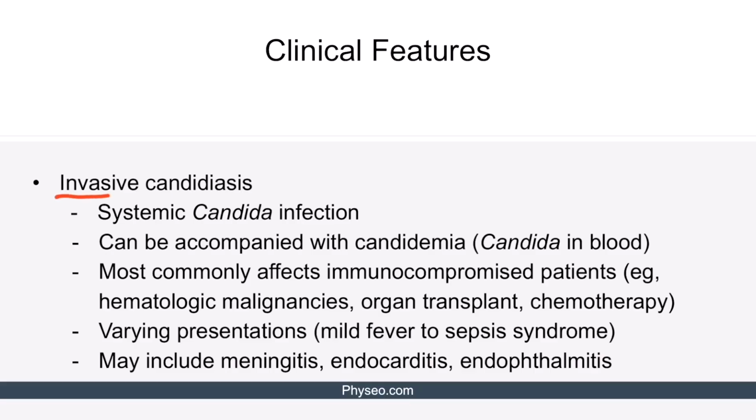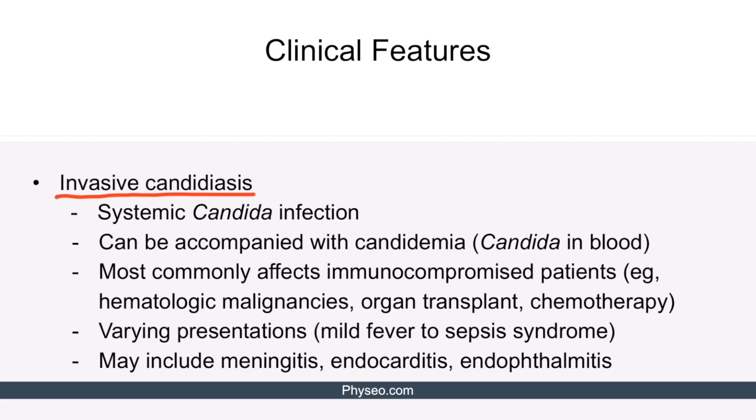Now let's move on to invasive candidiasis. So this is a systemic Candida infection, and it can be sometimes accompanied with candidemia, so the presence of Candida in the blood, which is fairly intuitive if you think of it as being invasive and spreading everywhere. That would include the blood.